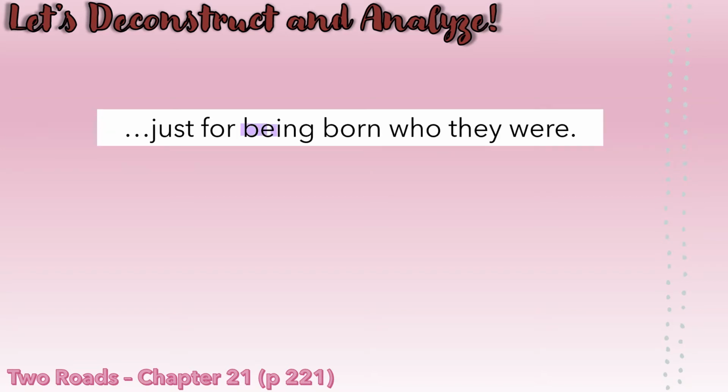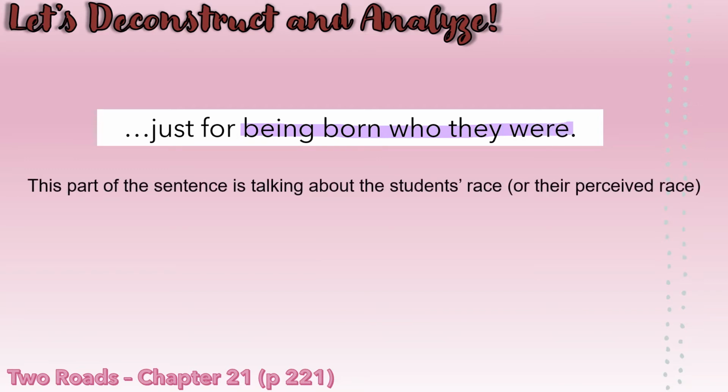Let's look at this chunk, being born who they were. This part of the sentence is talking about the student's race, or in this case, their perceived race, which is just as important a lot of the time. Remember that everybody who is attending Chilagi boarding school is Native American to some extent. Some are more Native American than others. In this case, they're not talking about the Native American blood that people have. They are talking about whether or not people look Native American or whether or not they look white. That's what we mean there by perceived race.